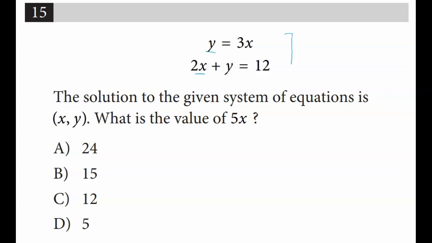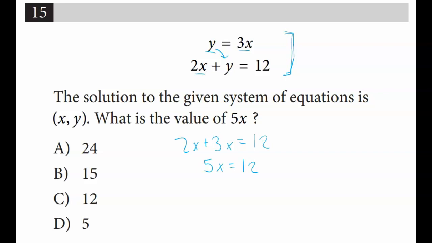And so when SAT or College Board or whoever writes this puts it this way, trust me, the way they put it here is usually a big hint. And the hint here is y equals 3x. So we should just plug that in for y to find x. They're making it easy. So if we do that, we get 2x plus 3x equals 12. So all of a sudden we get 5x equals 12.